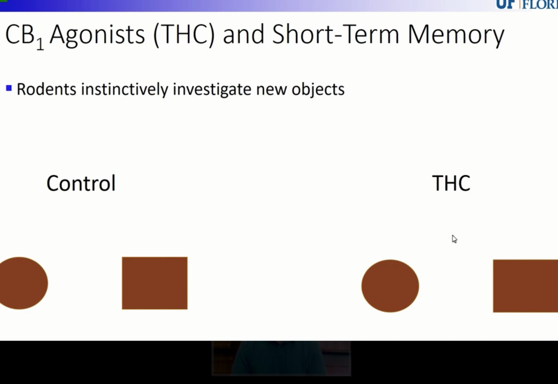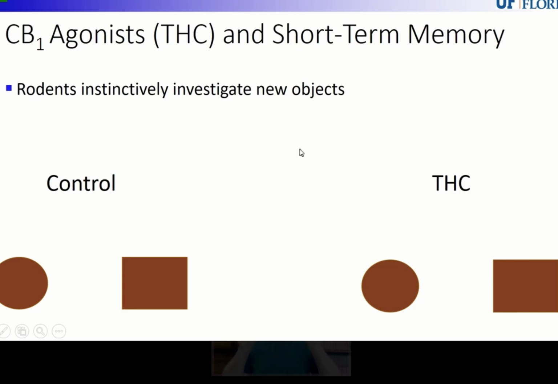Similarly, we can measure this looking at how familiar our mouse is with an object. When you show a rodent a new object, its instinct is to investigate that object. And so if you give it 2 objects, one of which it has seen before and one of which is new, it's going to spend more time looking at the new one and less time at the old one. And so here, we have 2 sets of mice, a control set of mice and mice that are given THC, and we're going to put the same set of objects into both cages. We have a round object and a square object.